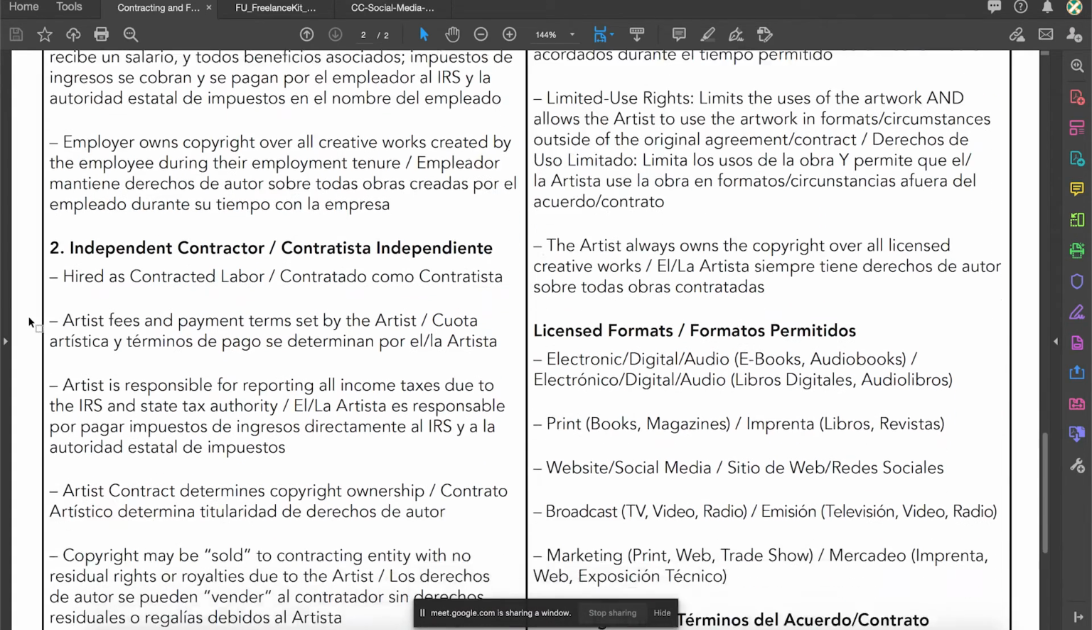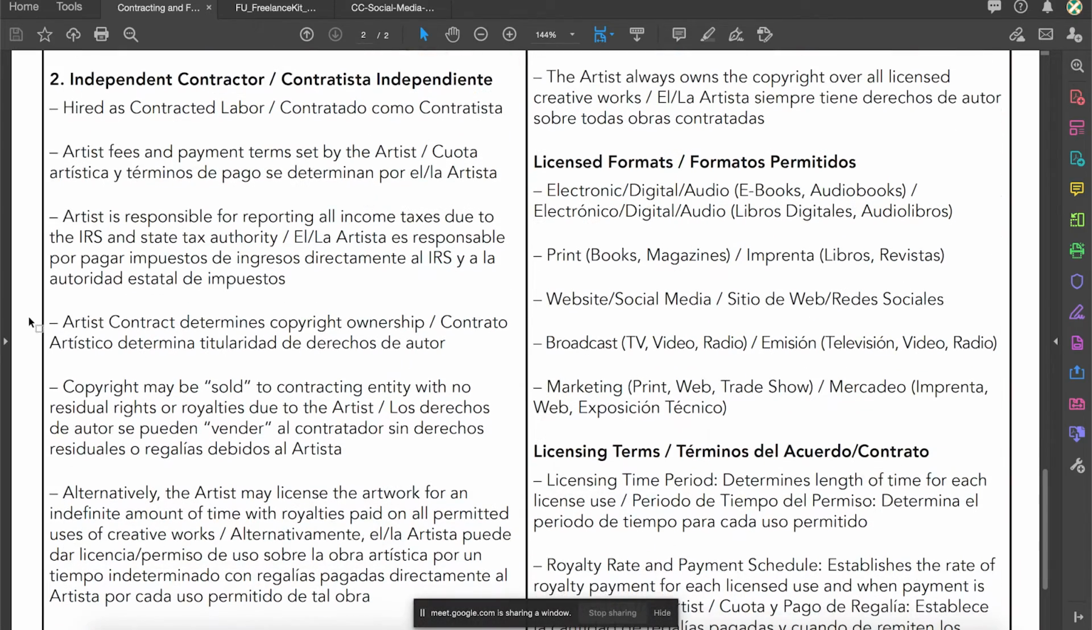The second work for hire type of situation would be you working as an independent contractor. So you're hired as contract labor. That means that your artist fees and payment terms are set by you. Kind of like doing a commission, they'll ask you what you can do within a budget. You tell them, this is how much I charge for your project. This is how often I expect to be paid. This is how I expect to have supplies covered. Those kinds of things are things that you would actually be setting up in a contract. And that's ultimately how you might end up getting the gig.